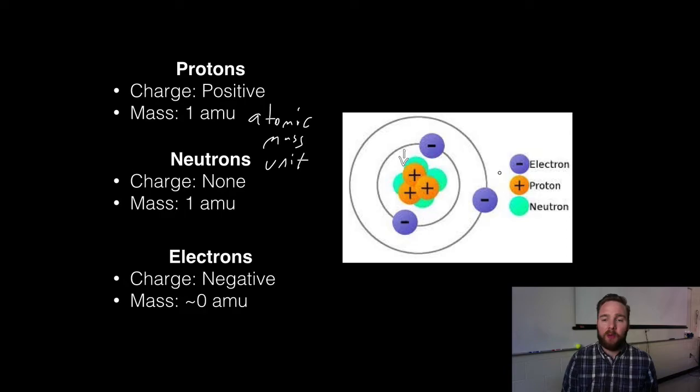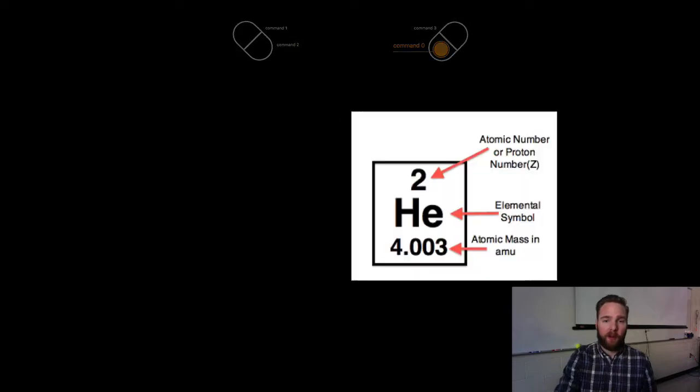These guys revolve around the nucleus in orbitals. And their charge is negative. And notice their mass: because they are so small, we really just say they're almost 0. They're approximately 0. So that's important. They don't take up any of the mass of the atom. So where is the mass of the atom? Right there in the nucleus. Protons and neutrons make up the mass of the atom. Really important. Okay, moving on.